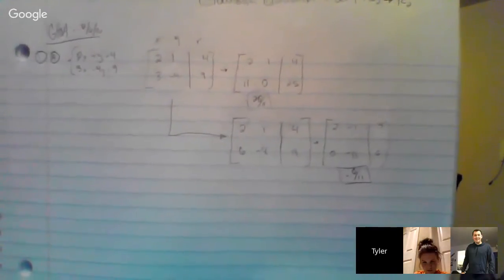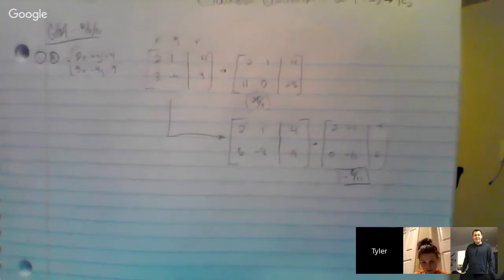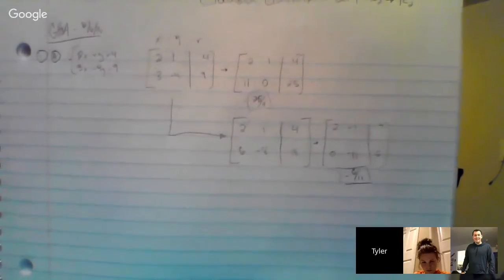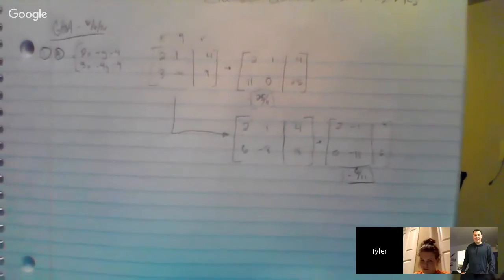And then you add negative 3 to the bottom line. So that's negative 3. That makes sense.